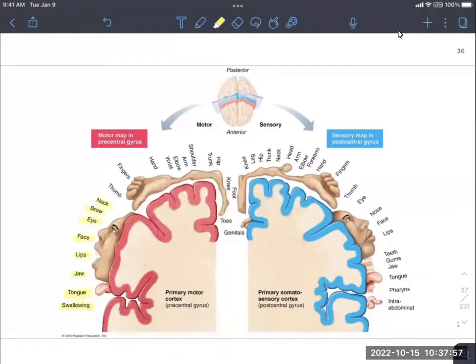Then we go to the neck, thumb, fingers, even down to our hand, wrist, elbow, arm, shoulder, trunk, hip, knee, foot, toes, genitals. Genitals are on both sides. This goes over to this side as well. This is the order that all of our motor muscles deal with.